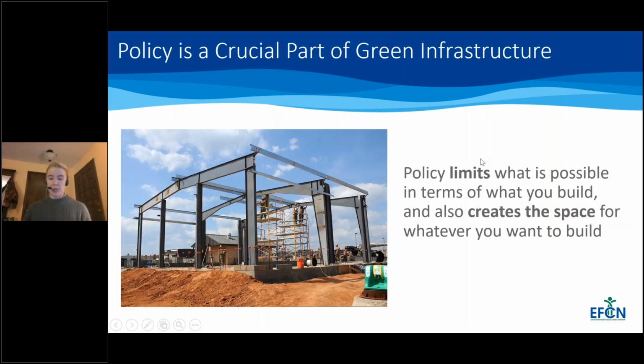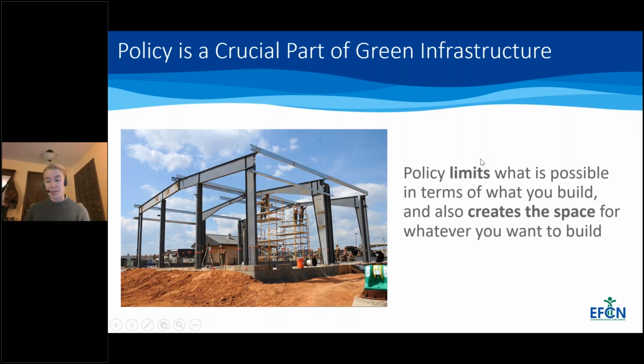So, I mean, you can make all sorts of plans to install green infrastructure in your home and your community and your region. But if the policy currently in place doesn't support green infrastructure, then you're not going to make it really that far. Policy is sort of like the frame of a house. It both limits what's possible in terms of what you build, but it also creates the space for whatever it is that you want to build inside of it. And it's a crucial part of the process of designing and implementing green infrastructure.